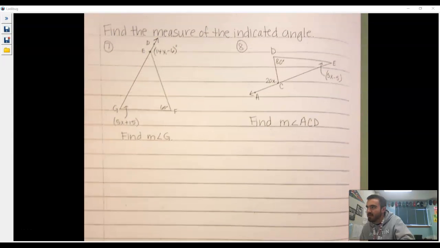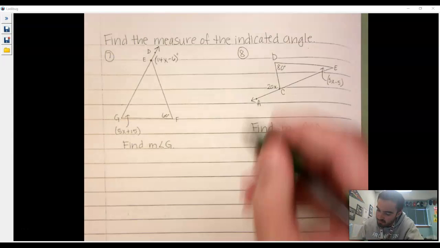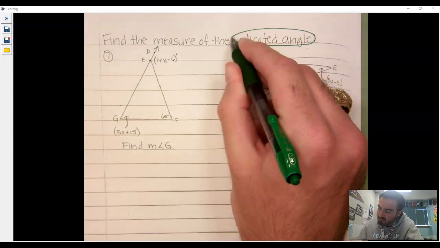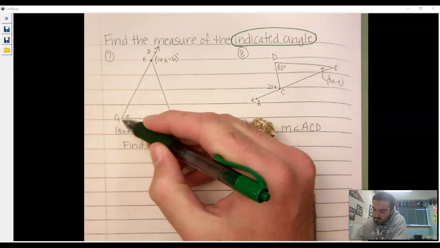So last couple problems. These are a little bit trickier. It says find the measure of the indicated angle. So we're not just solving for x here. Okay, we're going to have one more step. So let's take a look at number 7. Same idea. We see that there's a triangle.